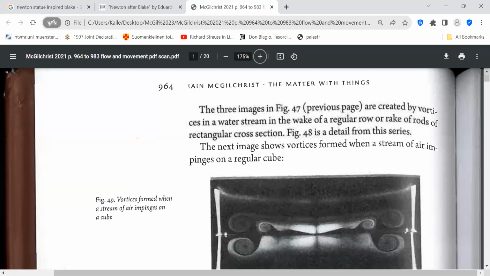And I'll continue on page 964. The three images in figure 47, previous page, are created by vortices in a water stream in the wake of a regular row or rake of rods of rectangular cross section. Figure 48 is a detail from this series.